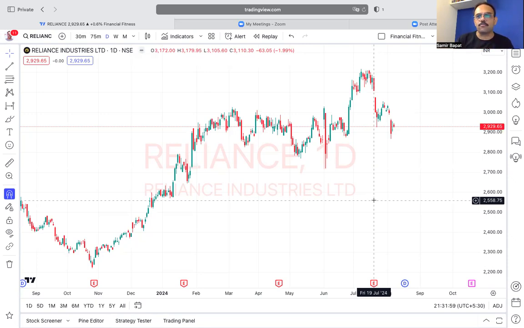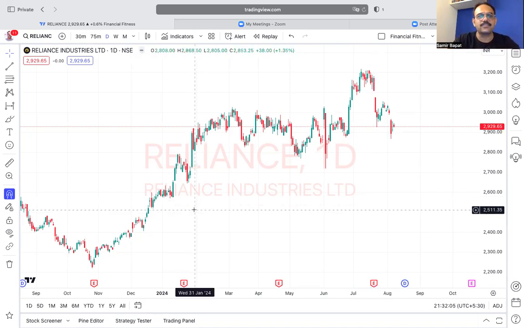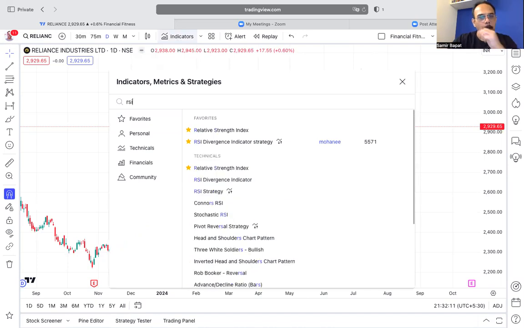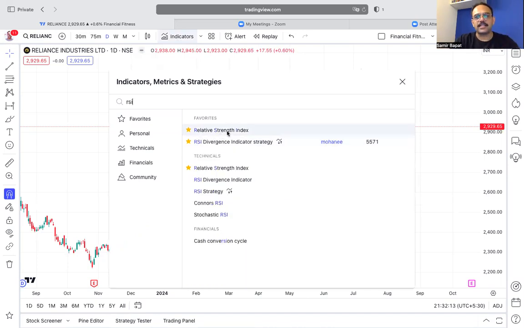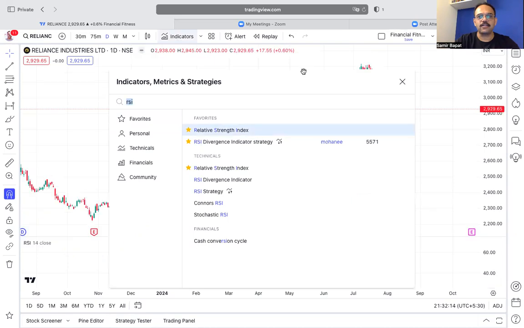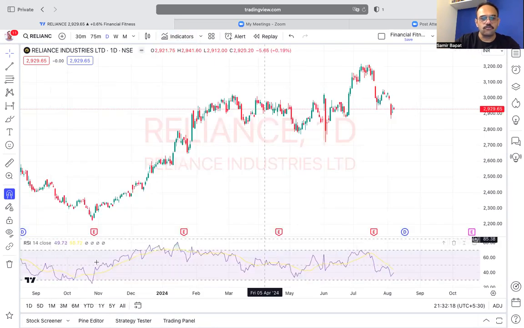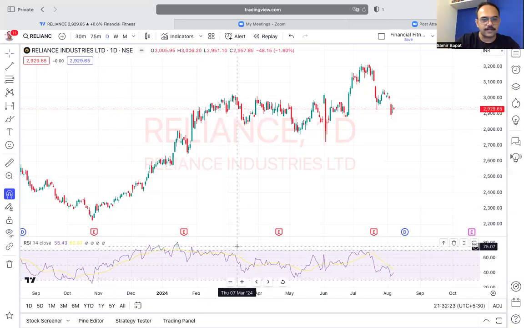So first and foremost, we are opening a chart for a demonstration purpose. I have opened the Reliance chart. Now we will put an indicator on that. So we will put RSI. It will give the relative strength index. We click on that and close this panel. So we have this RSI at the bottom of our chart.